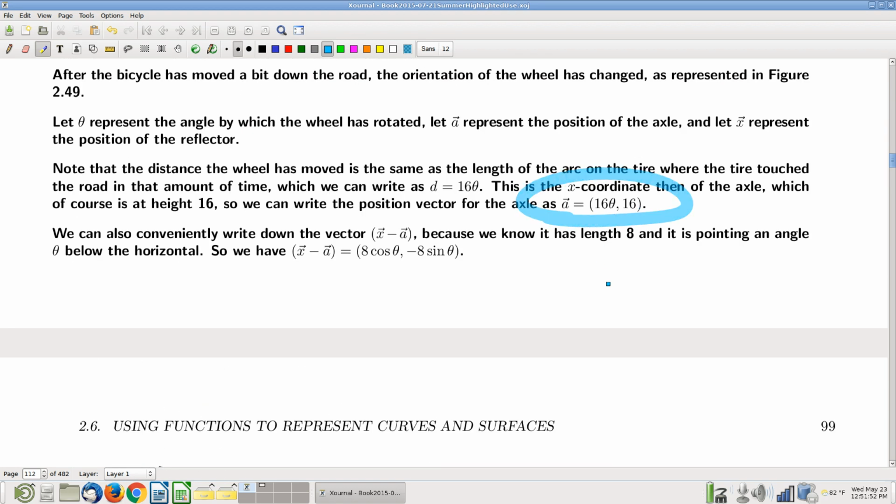Note the distance traveled, namely the x-coordinate, is 16 theta. The y-coordinate, of course, is 16. It's moving in a straight line. The axle is always 16 above the x-axis because the radius is 16. Okay, so we have that.